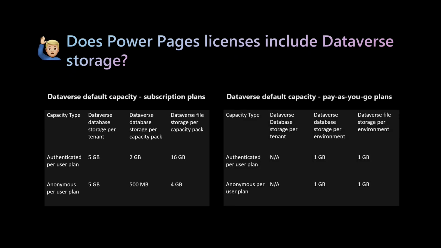Now, if I check the pay as you go plan, you don't get any sort of tenant level capacity. You don't get tenant level storage. OK, you only get the environment level storage and the file storage. So for authenticated users, it's 1 GB for file storage and database both. For anonymous also, it's 1 GB. So there is no difference in that.